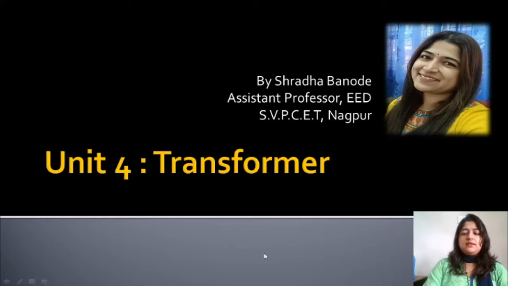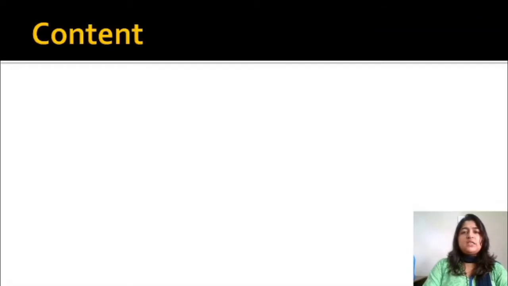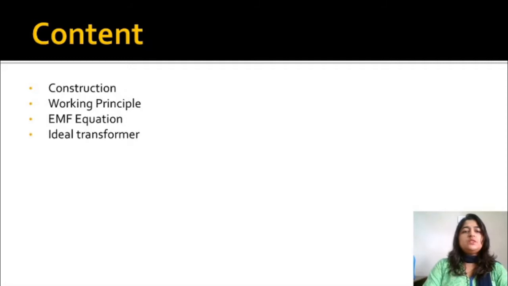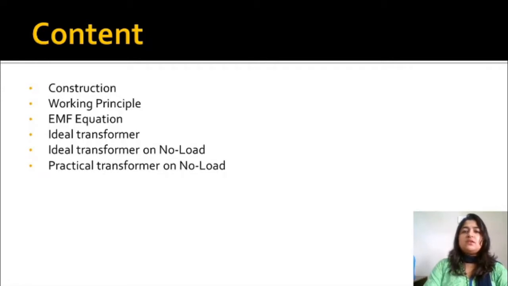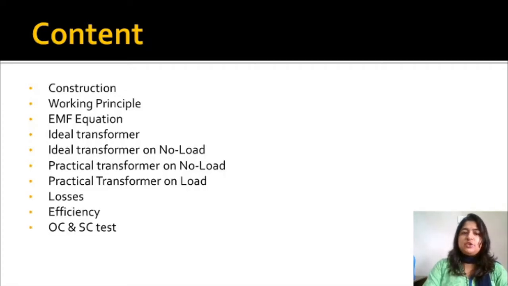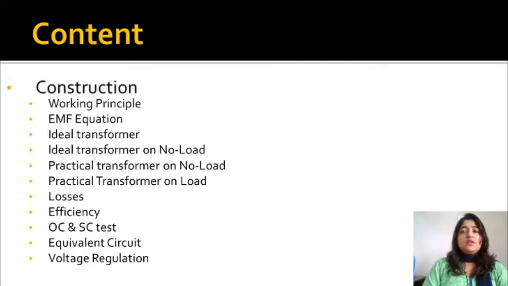So let's get started. While understanding the topic transformer, we will try to understand the construction, its working principle, EMF equation, what is ideal transformer, what is ideal transformer on no load, what is practical transformer on no load, what is practical transformer on load, the losses which take place in the transformer, its efficiency, open circuit and short circuit test to get the efficiency and regulation, equivalent circuit, and how to find out voltage regulation. So let's get started.